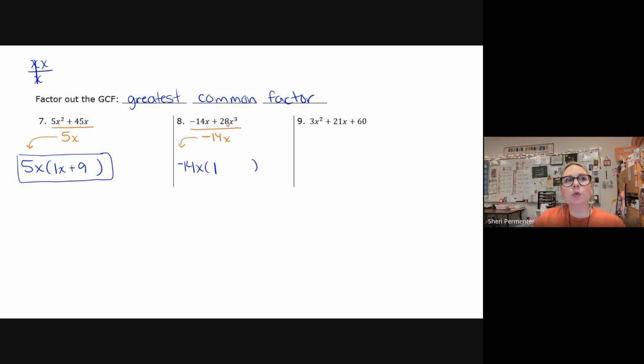And over here, I have 28, and this is positive, divided by negative. 28 divided by 14 is what? 2. And then I have 3 minus 1, which is going to give me 2. So again, this should give you exactly what we got from question number 2.